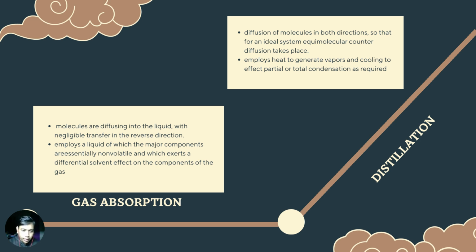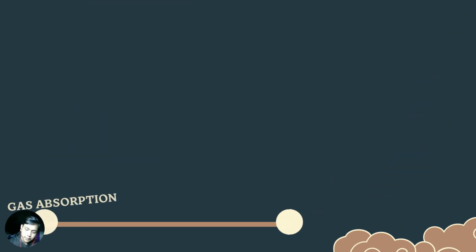Gas absorption employs a liquid of which the major components are essentially non-volatile and which exerts a differential solvent effect on the components of the gas. But the distillation employs heat to generate vapor and cooling to effect partial or total condensation as required.